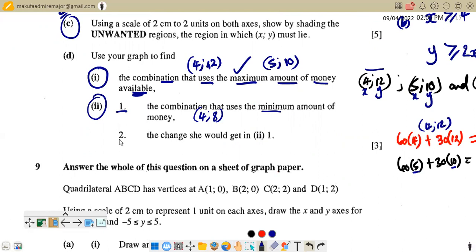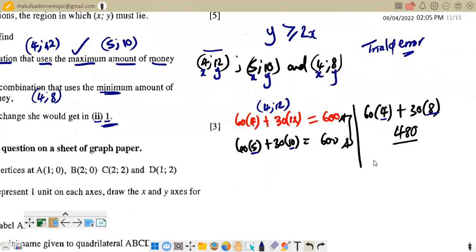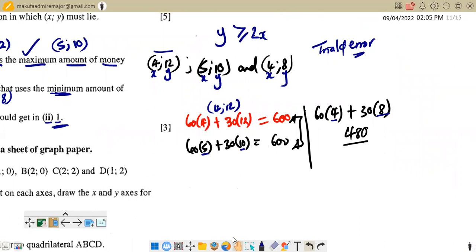Okay, and what is going to be the change now in item 2.1? From this item 2.1, when we used the minimum amount, what is going to be the change? That is what they're asking. When we use the minimum amount, we saw that it was 480 cents. So what is going to be the change? We just have to subtract the amount of money that she had. Remember, she had 600 cents. So this is the money that you already have, minus the amount of money that you have used. So it's 600 cents minus 480 cents, okay?